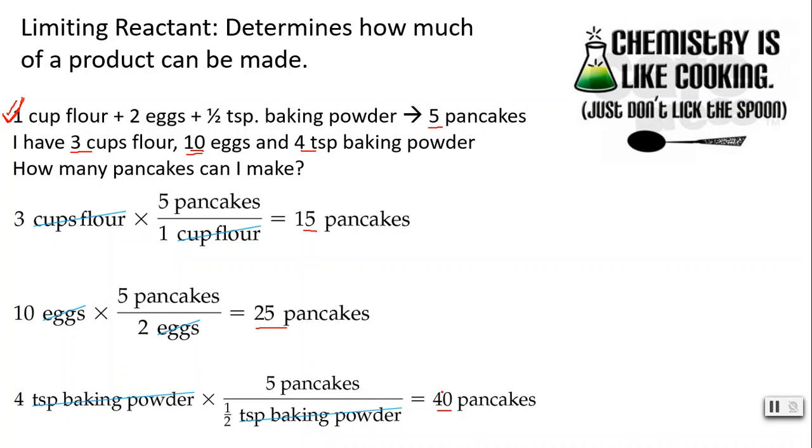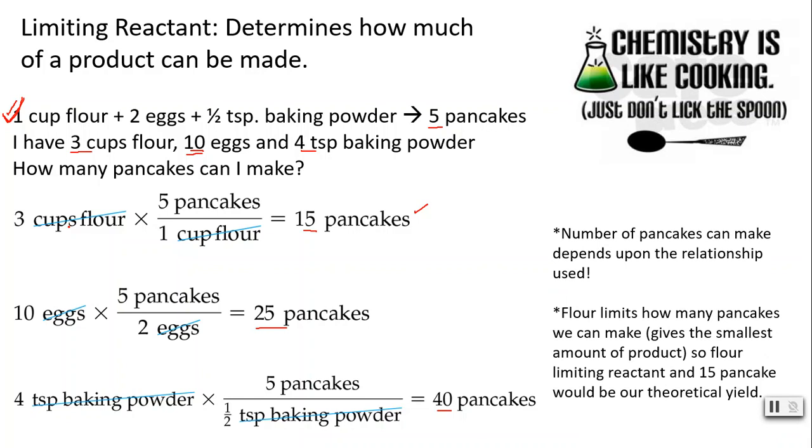Well, the answer is 15 pancakes. And why is that the case? That's the case because after you're done making 15 pancakes, that's the smallest amount of product that's made, what happens to your flour? Your flour is all gone, right? Because you've used all 3 cups of your flour, right? So your flour limited the amount of pancakes that were made.